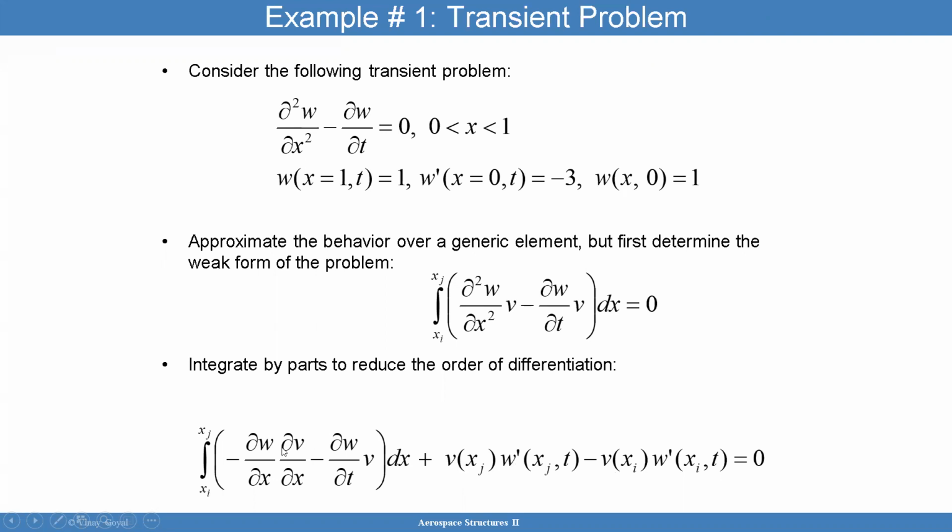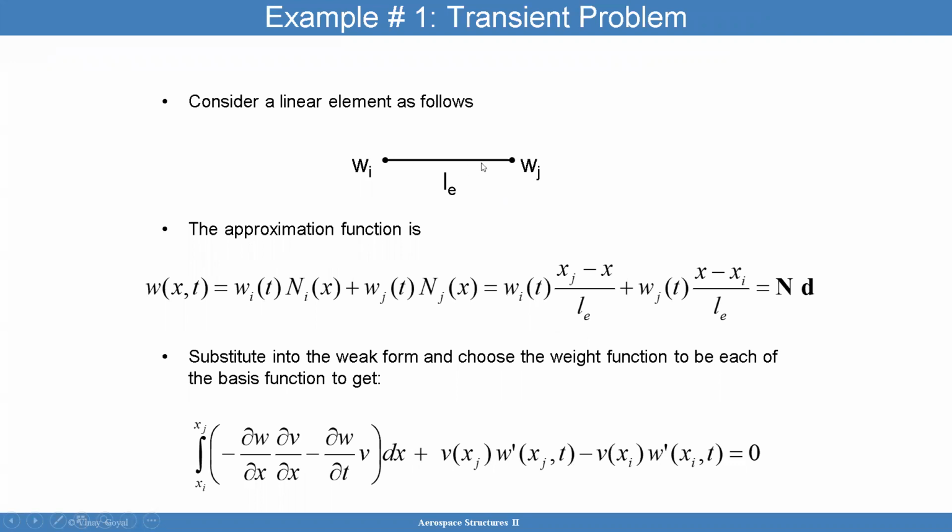And so if I look at a single element, I can approximate the behavior of how w varies between this point and this point. And I'm going to select this polynomial. It should be linear because I have only two unknowns. You can see that it works out because if x is xi, which is this point here, I get 0. And if x equals xj, then this becomes the length of the element, xj minus xi, Le divided by Le is 1. So clearly w is wj at x equals xj. So that works out. You can see that this polynomial works out.